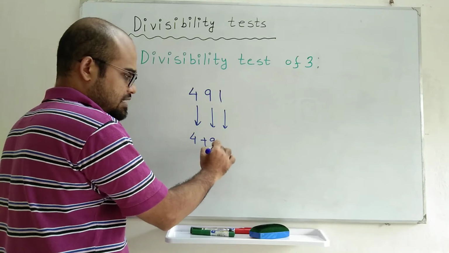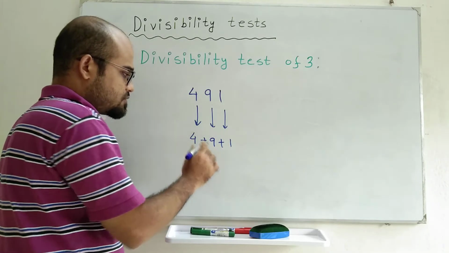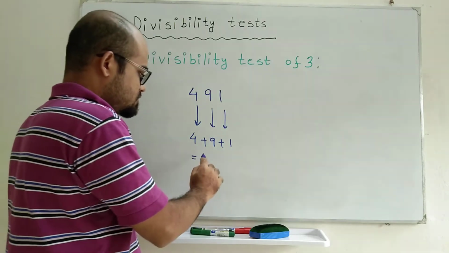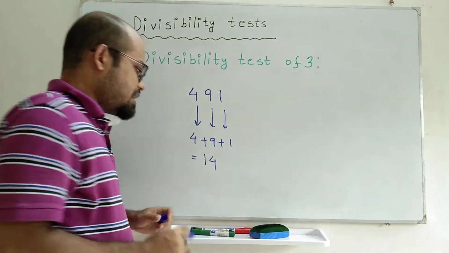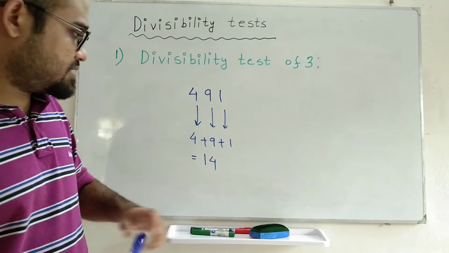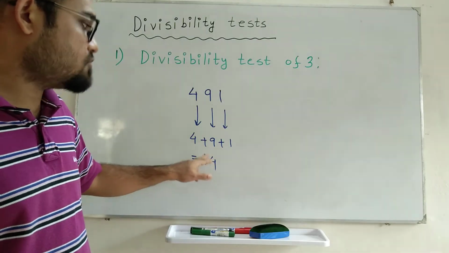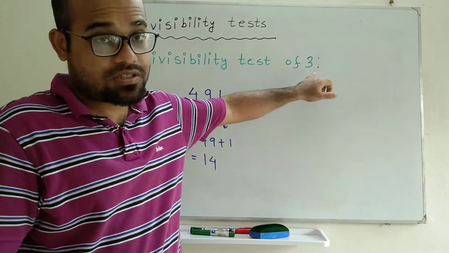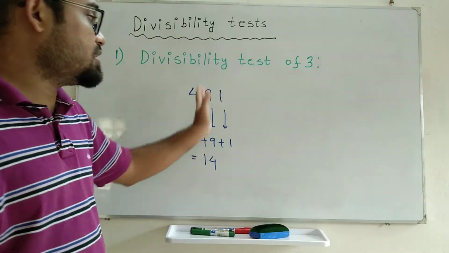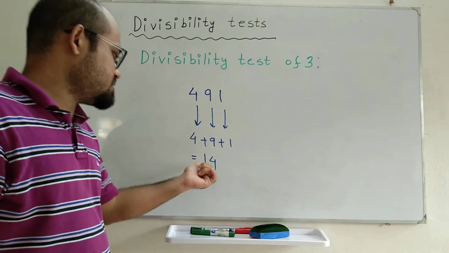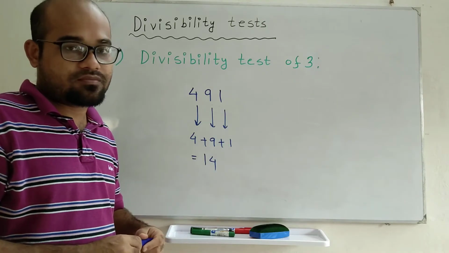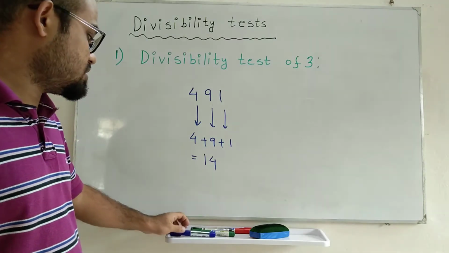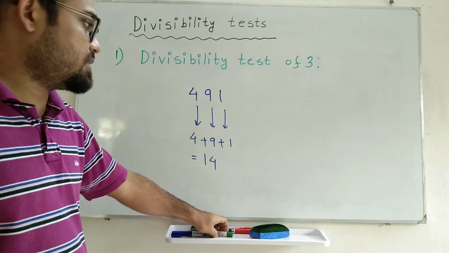So what are the sum of its digits? 4 plus 9 plus 1. 9 plus 4, how much? 13. 13 plus 1? 14. Now if the sum of the digits, which is in our case 14, is divisible by 3, then the whole number is divisible by 3. But as you can see, 14 is not divisible by 3. So 491 is not a number which is divisible by 3.